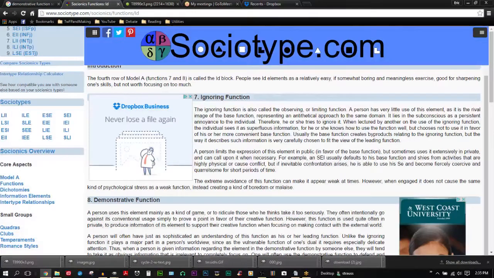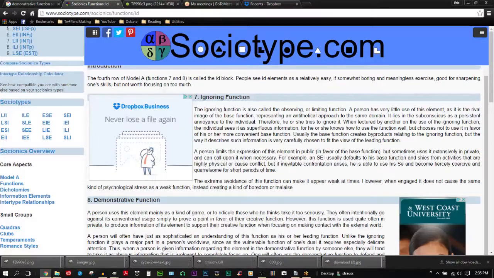Usually, the base function creates byproducts leading to the ignoring function, but the way it describes such information is very carefully chosen to fit the view of the leading function. Unless you decide to actively attack it in a certain domain, like I do in music, where my language is very much favoring Ni over Ne, and I'm learning to reject my natural base function in that one area at least. Okay. A person limits the expression of this element in public in favor of the base function, but sometimes uses it extensively in private. Okay, well, that's what it means for me, I guess, and can call upon it when necessary.